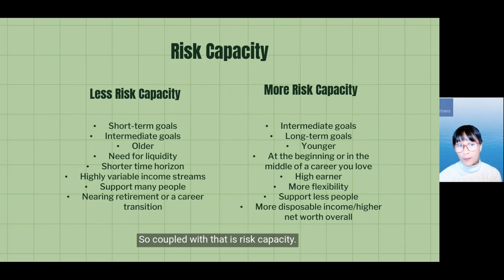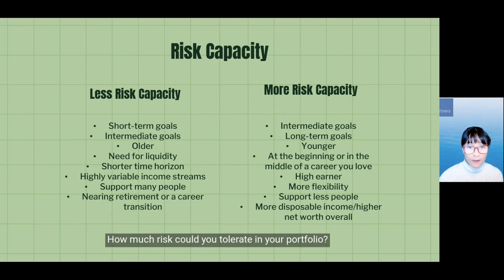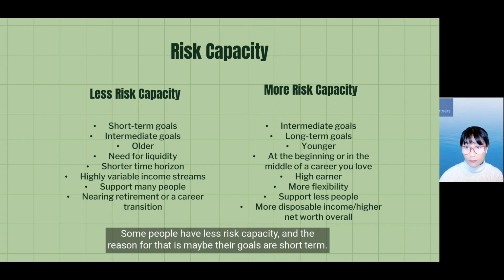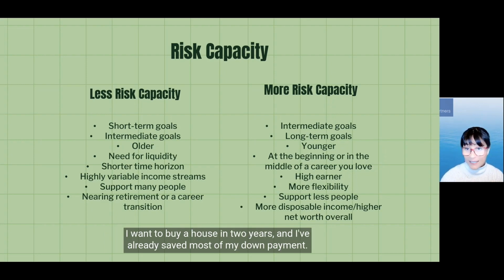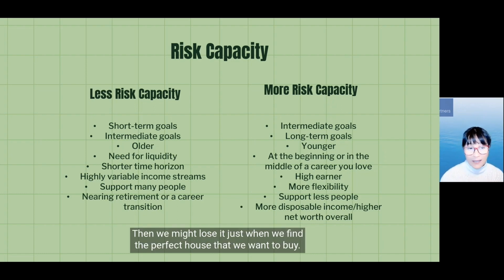So risk capacity means looking objectively at your life and your goals, how much risk could you tolerate in your portfolio? So, some people have less risk capacity. And the reason for that is maybe their goals are short term. I want to buy a house in 2 years, and I've already saved most of my down payment. We don't want to put that down payment in a risky investment, then we might lose it just when we find the perfect house that we want to buy.